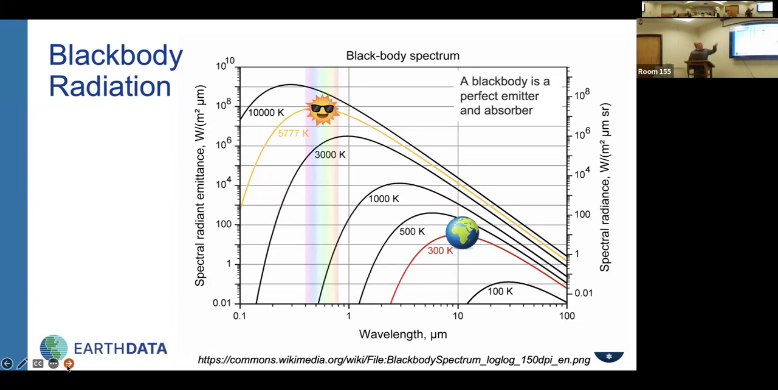So the sun is around 5777 Kelvin or thereabouts, which puts it in the visible spectrum, the visible range. And that's the part that we can see with our eyes, which is very convenient. Otherwise, we wouldn't be able to see anything. The Earth is, of course, not nearly as hot. It's more around 300 Kelvin.